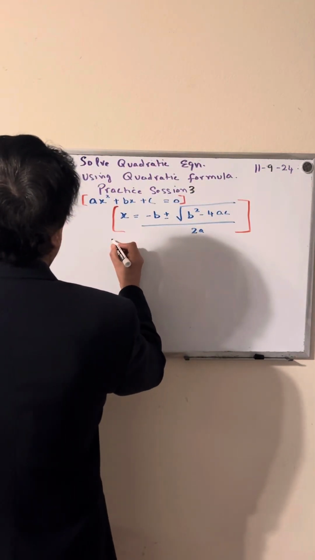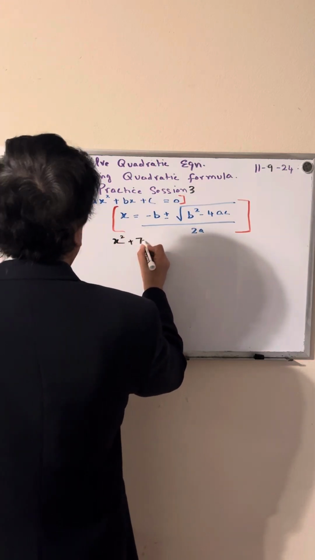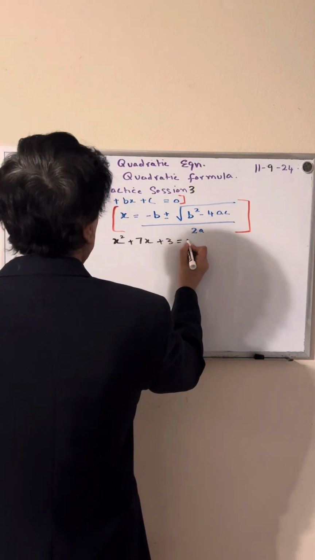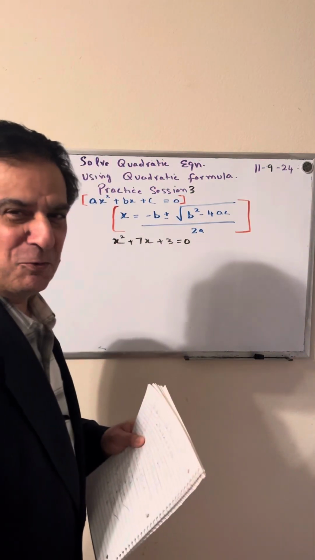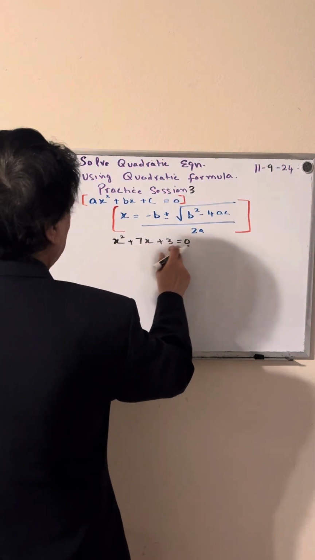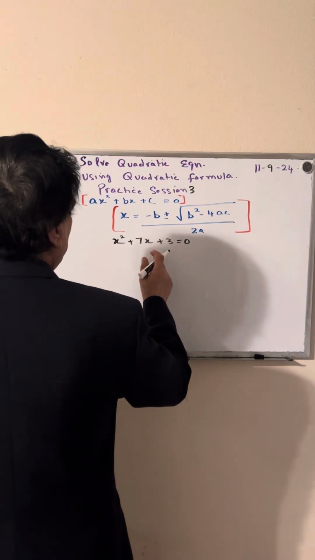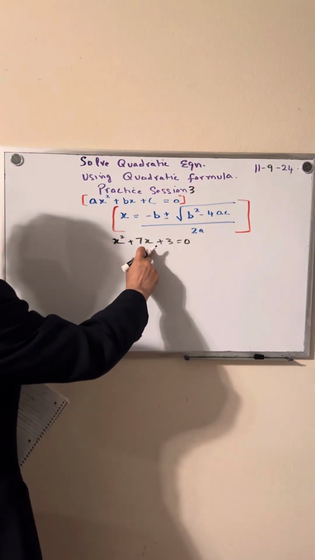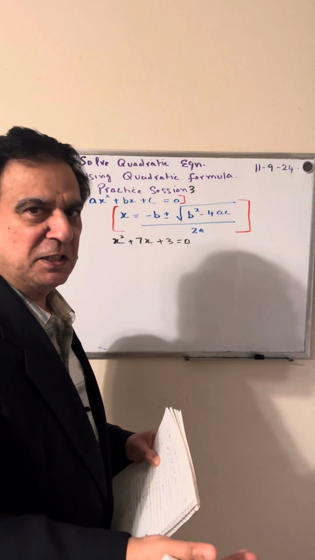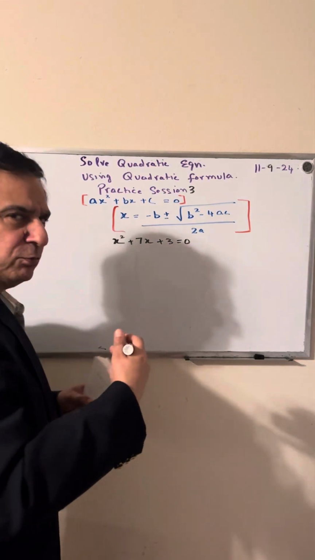So we have x squared plus 7x plus 3. Excuse me, kind of losing my voice. All right, so x squared plus 7x plus 3 is equal to 0. First thing is we know that I cannot find a solution of this using the big X technique. You want to try and see if you can? Let's do it just for giggles.